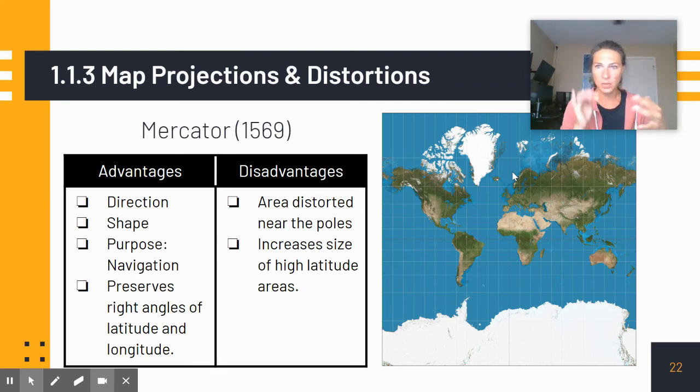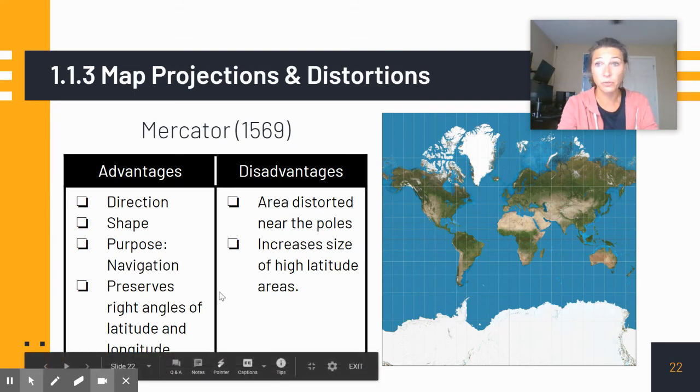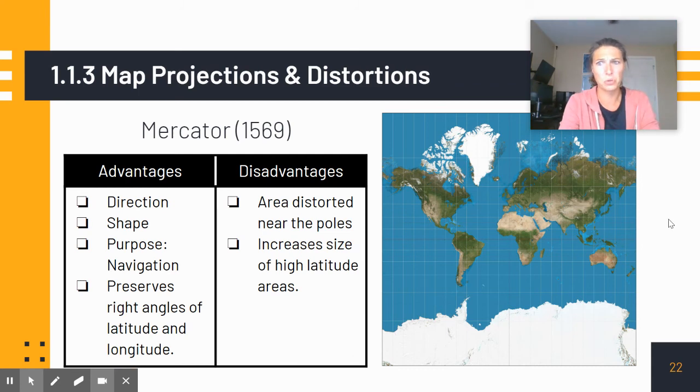So you guys are going to do some work with these projections. But it's also really hugely beneficial. It was created in 1569. The primary purpose of the Mercator projection was for navigation. It does a really nice job of preserving right angles of latitude and longitude, which makes navigation easier, so now people can actually find their way to other places. I mean, Columbus didn't do so well with this, but whatever. So the benefit is that it's good for navigation. It's actually still used for navigation. The disadvantage is that it majorly distorts size, area.